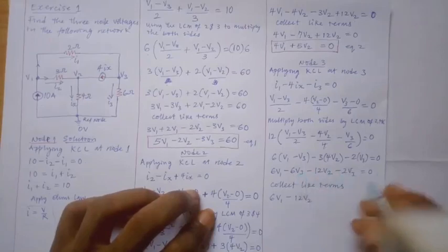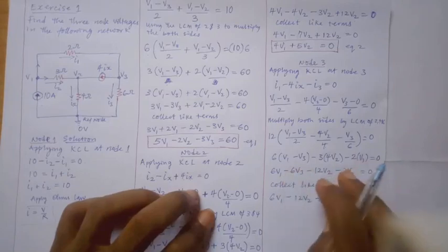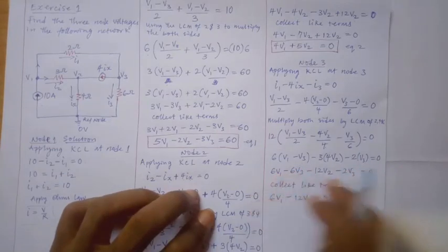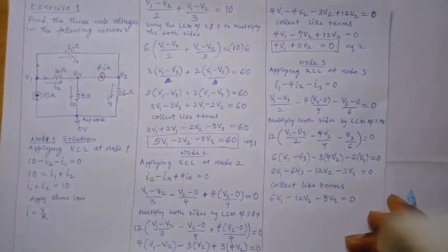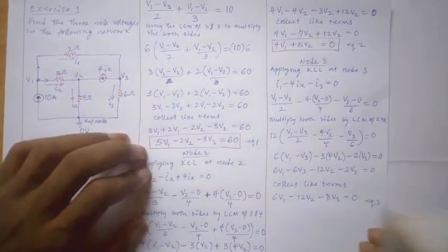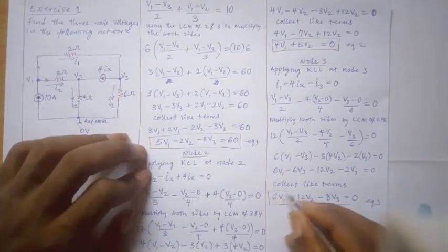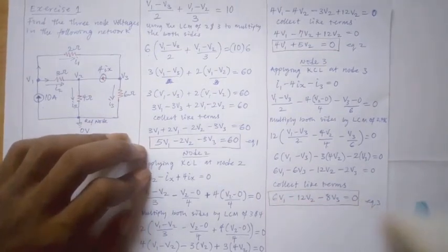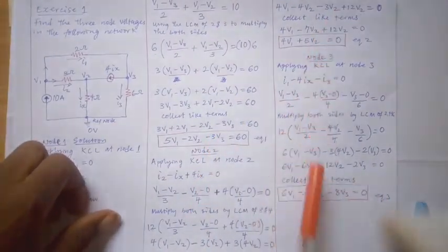6V3 minus 2V3. That would be minus 8V3. You know it's minus minus, so you are going to add it together. Minus 6 minus 2 will give us minus 8V3 equal to 0. Okay? Equal to 0. This is equation 3. We've gotten equation 1, equation 2, equation 3.